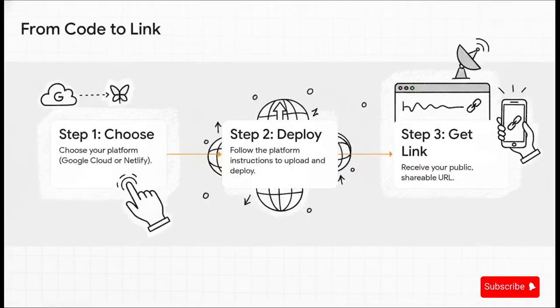So when you boil it all down, the process is this simple. You pick your platform, you follow their easy upload instructions, and in just a couple of minutes, you get a live public URL. Your app is now officially on the internet.